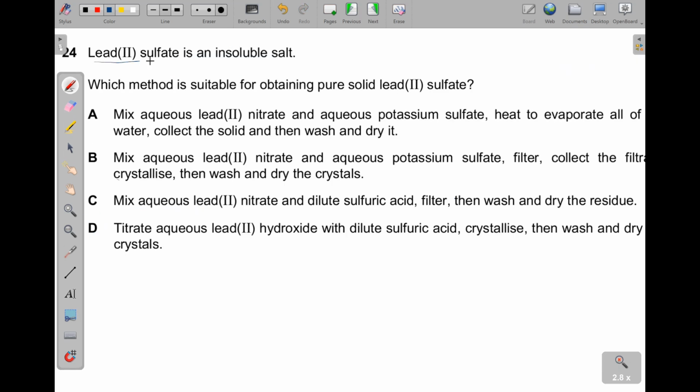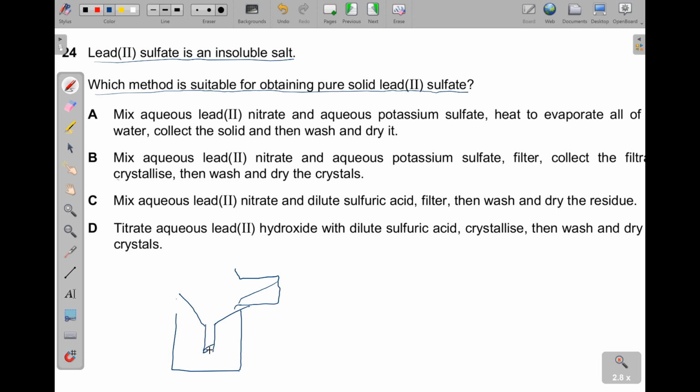Question 24. Lead 2 sulfate is an insoluble salt. Which method is suitable for obtaining the pure solid of lead 2 sulfate? Now this one, since it is insoluble, we have to obtain it by filtration. So I can get all the contents in, let's say, one beaker that have that lead sulfate, and then I pour it here. I may have this one as my filter funnel.